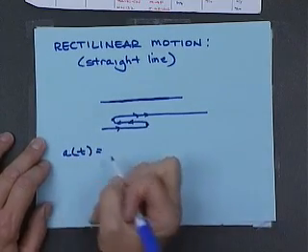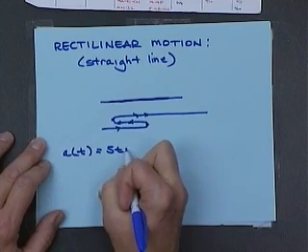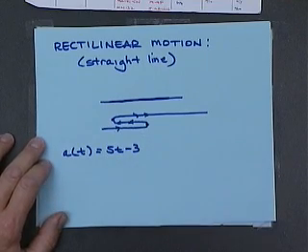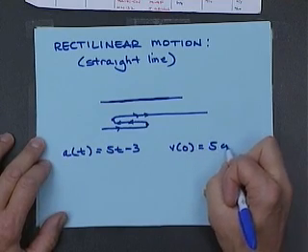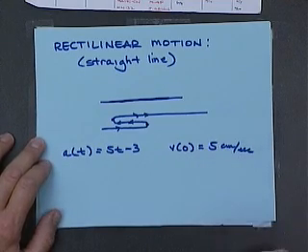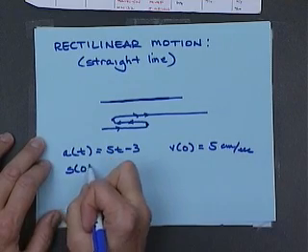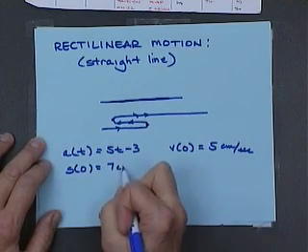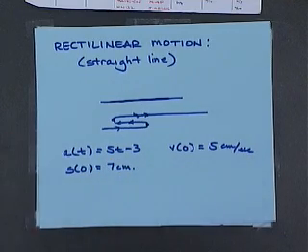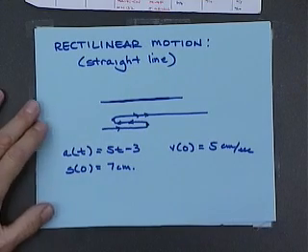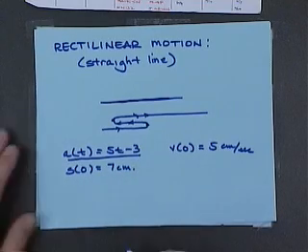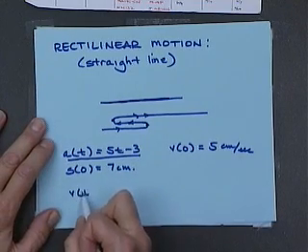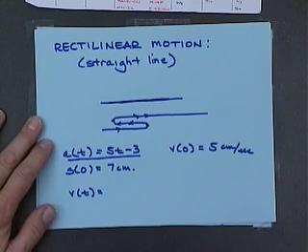Let's say the acceleration is 5t minus 3. The initial velocity is 5 centimeters per second, and the initial position is 7 centimeters. So it starts on the 7 centimeter mark. That's where it starts. So if we know acceleration, what do we do to get velocity? Anti-differentiate.